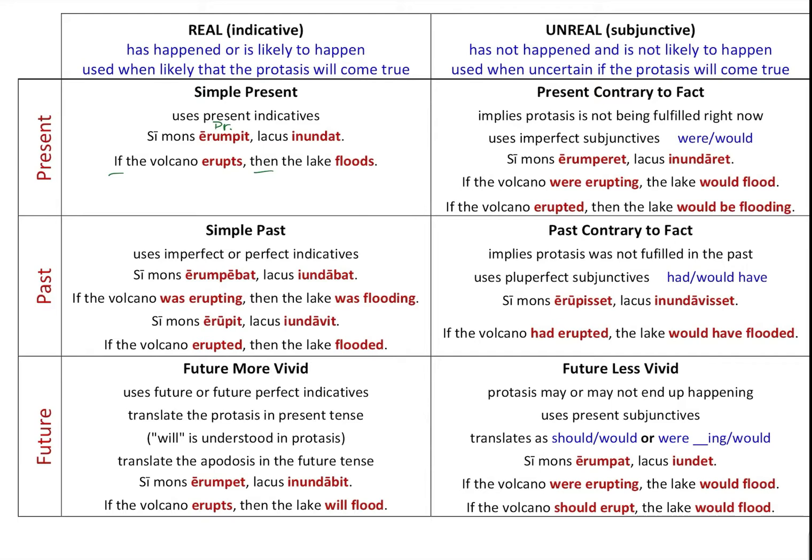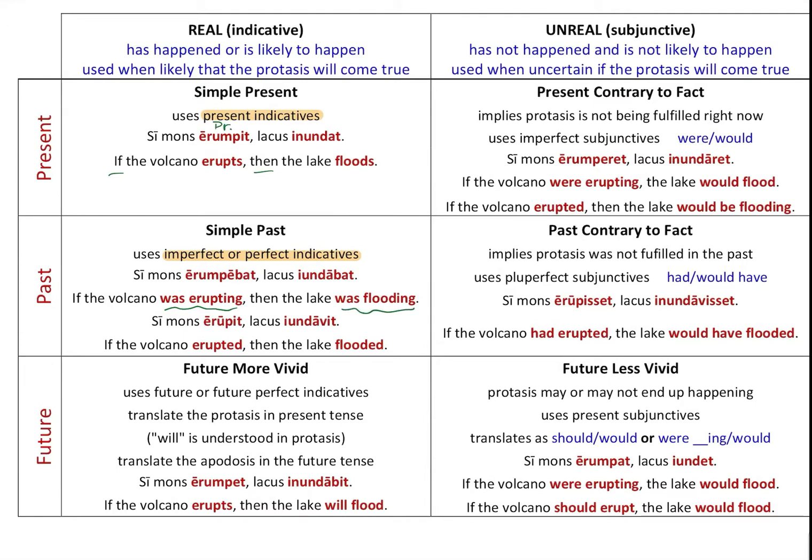Pretty easy. Simple past. It uses imperfect or perfect indicatives. Do you remember how long time ago I told you that you had to only use imperfect and it had to have a was or a were? And when you got later in your Latin life this past year, I told you that they considered imperfect and perfect kind of interchangeable. This is another place to do it. What you want to do is make it make good sense. So here's the same sentence, and the same sentence is used for all the examples. That kind of helps you give a comparison of them. Si mons erumpebat lacus inundabat. If the volcano was erupting, here we have it in the imperfect, then the lake was flooding.